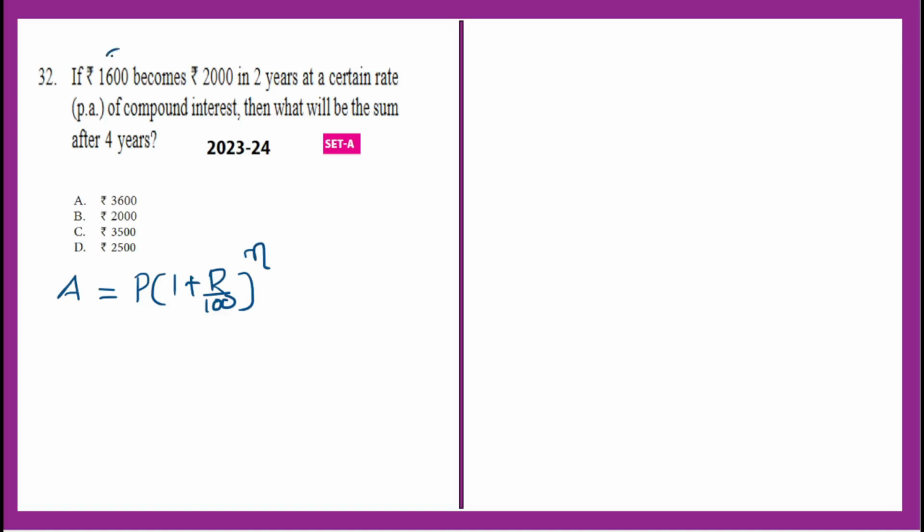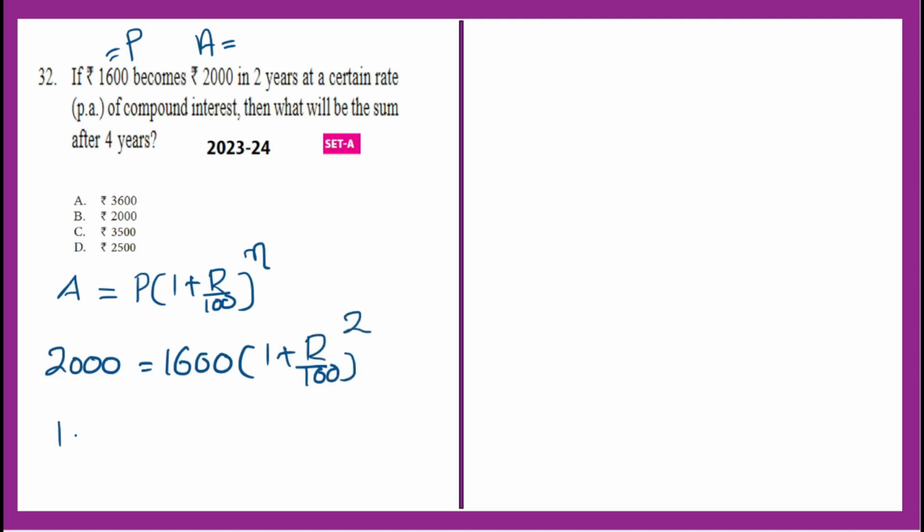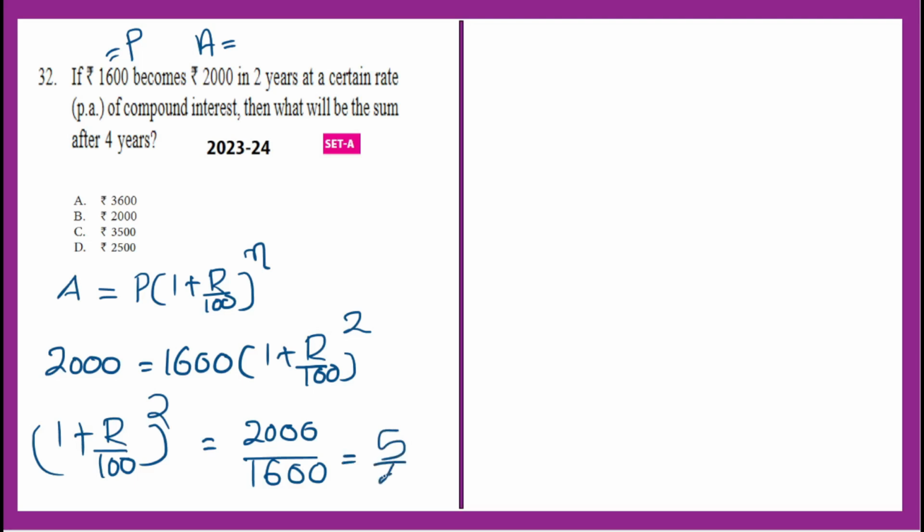Here P equals 1600 and A as rupees 2000, n as 2 years. Now the equation becomes 2000 equals 1600 times 1 plus R by 100 whole to the power 2. Rearranging, 1 plus R by 100 whole to the power 2 equals 2000 by 1600 equals 5/4.